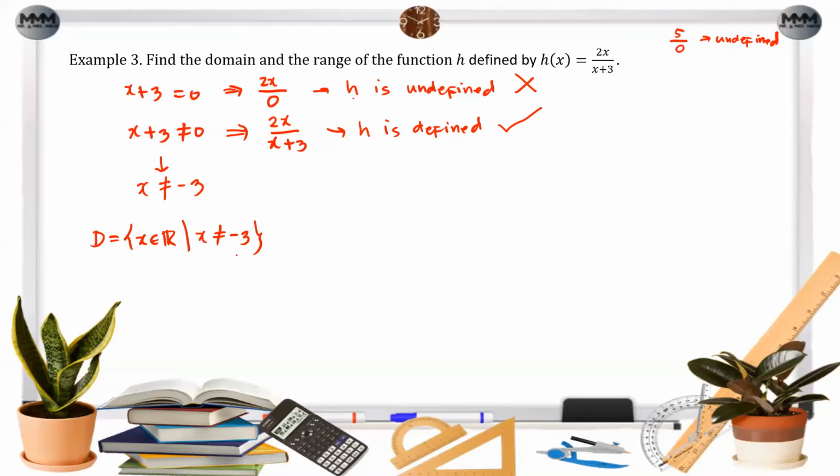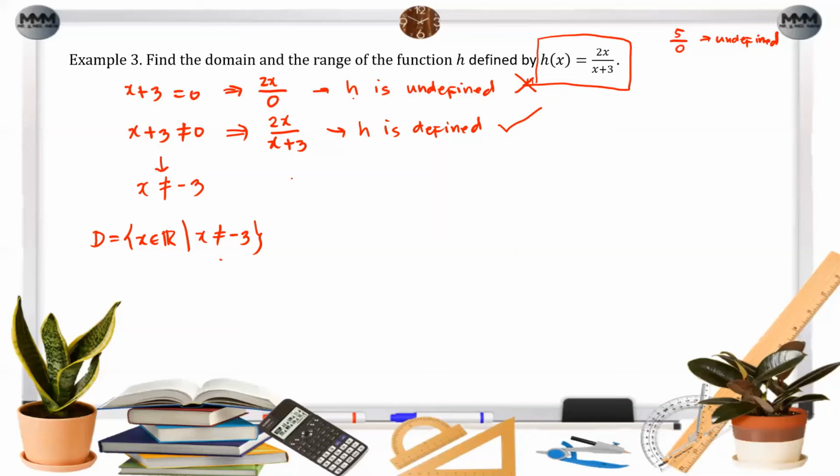So again, for the range of the function, you can assign the values of x to our function h of x, which is equal to 2x over x plus 3. You can assign as many values as you can, as long as you can observe a pattern. After observing the pattern, then you can write your answer. However, sometimes the pattern is not really clear, so you need to use another way to find the range.